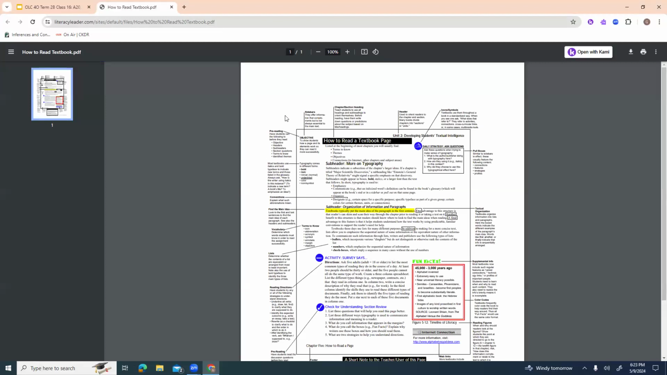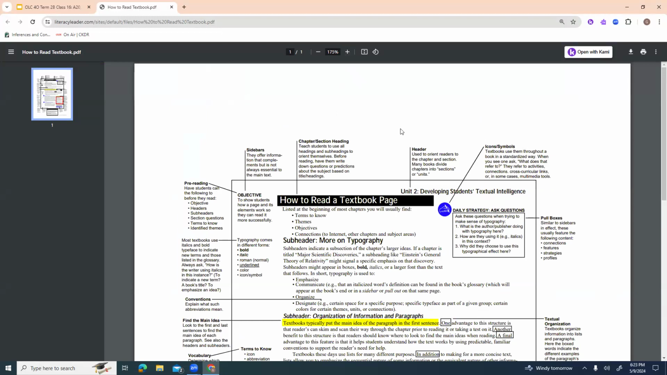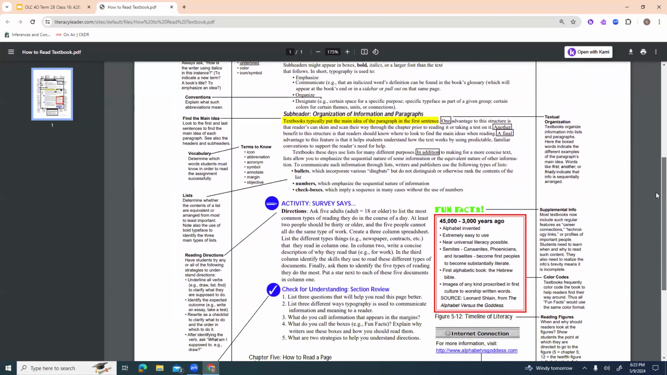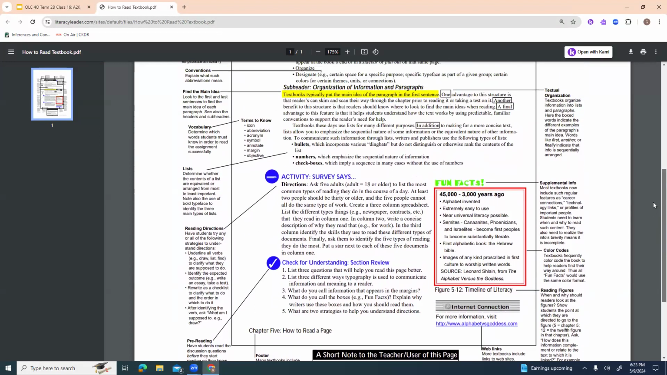Okay, so here you can see, and I can just go up here, make it a little bigger, and then I can see things, okay? And so there's the initial textbook page, and then all around the edge are a whole bunch of explanations on what the different textbook features are.